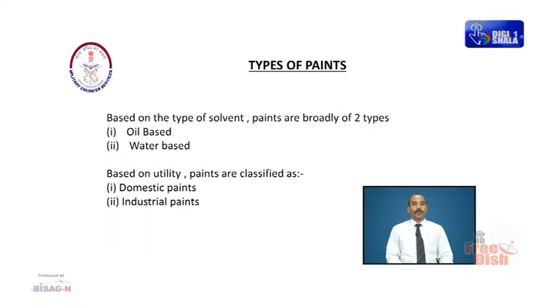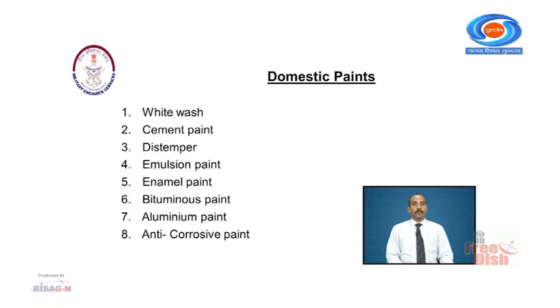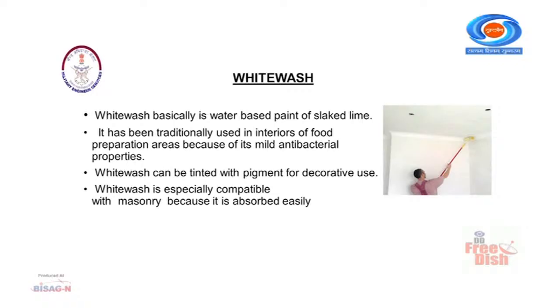The type of paints. Based on type of solvent, paints are broadly of two types, that is oil based and water based. But based on utility, paints can be classified as domestic paints and industrial paints. In today's session, we are going to have discussion only on domestic paints. The following are the domestic paints options available: whitewash, cement paint, distemper, emulsion paint, enamel paint, bituminous paint, aluminum paint and anti-corrosive paint.